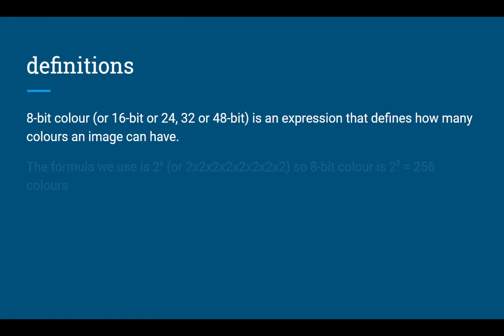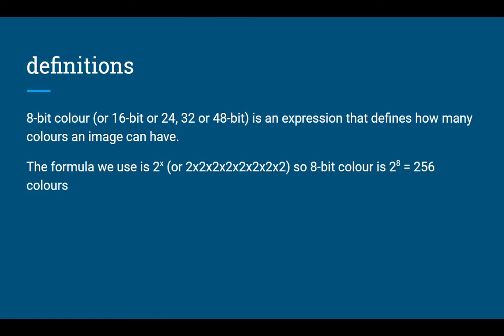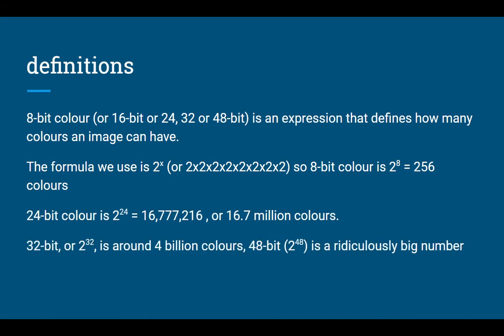Bigger image, higher quality. The formula is 2 to the power of x. So 2 times 2 times 2 times 2 times 2, whatever, equals 256, 2 to the 8th power. 2 times 2 times 2, 24 times, gets you to 16 million. 2 times 2 times 2, 32 times, gets you to 4.2 billion. See? It says so in the presentation.